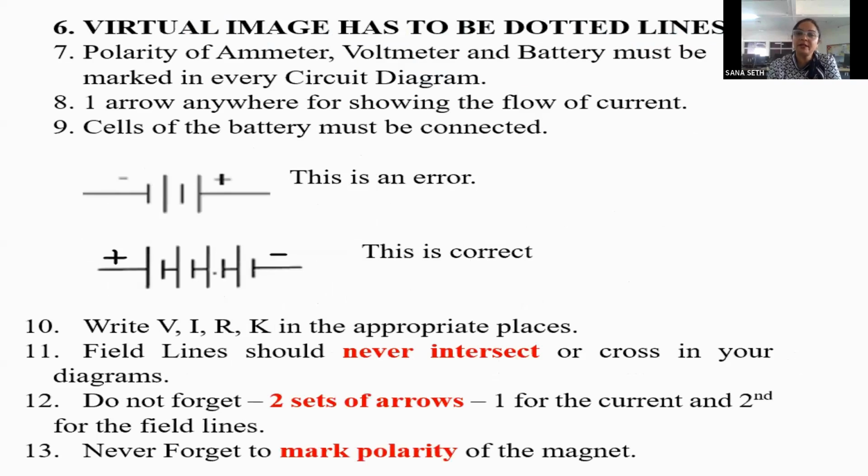Virtual image has to be dotted lines. Why this is so much in bold and in capital is because this is one thing that is often ignored by the kids. Please children, virtual image has to be dotted. If you draw solid lines, you will lose marks.